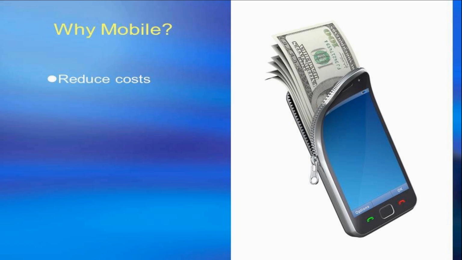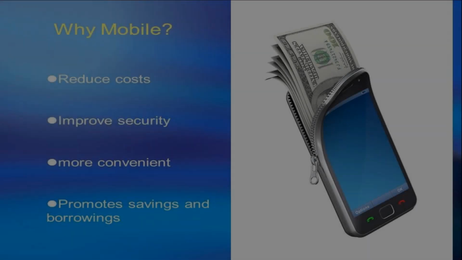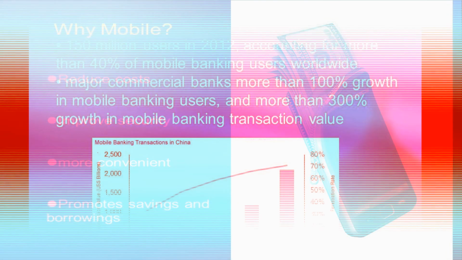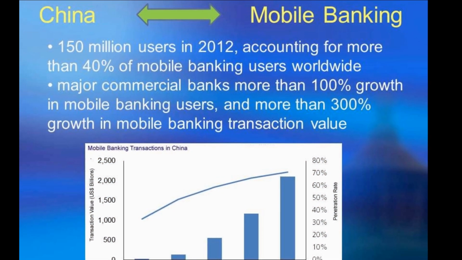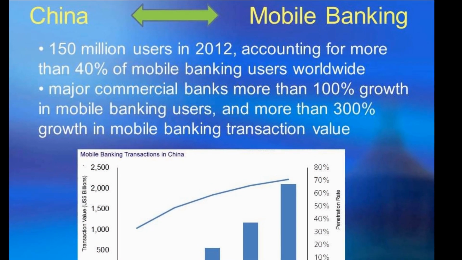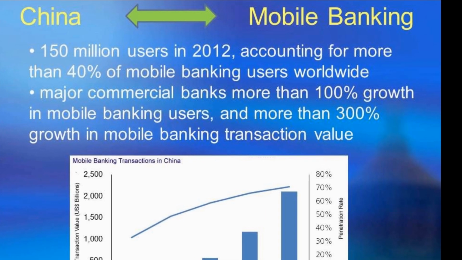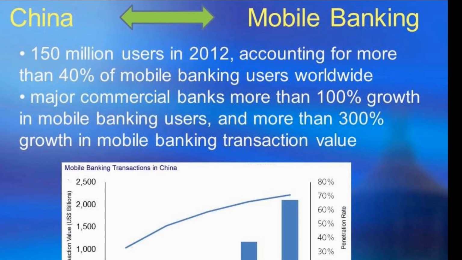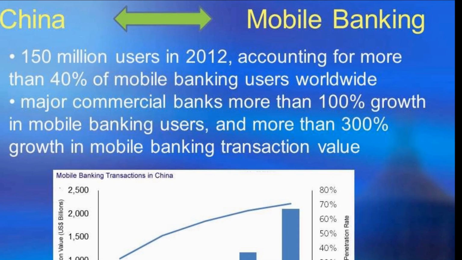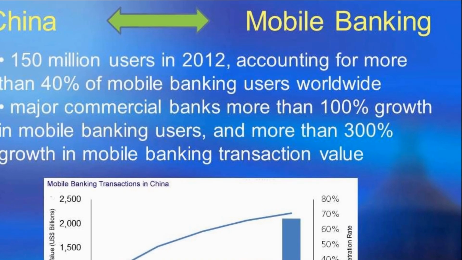Access to financial services lowers the costs of sending and receiving, improves safety and security, and makes payment more convenient. More importantly, it promotes savings and borrowing. For China, there are more than 40% of mobile banking users worldwide, more than 100% growth in mobile banking users, and more than 300% growth in transaction values for major commercial banks in 3 years.